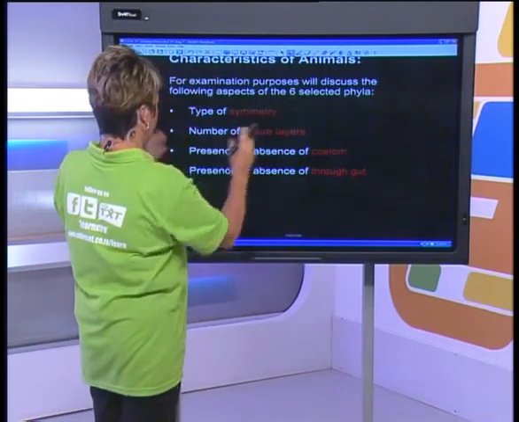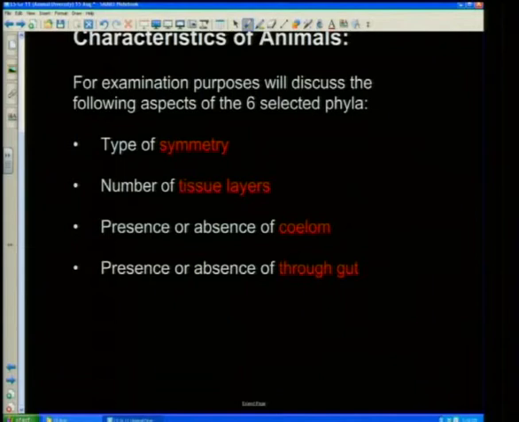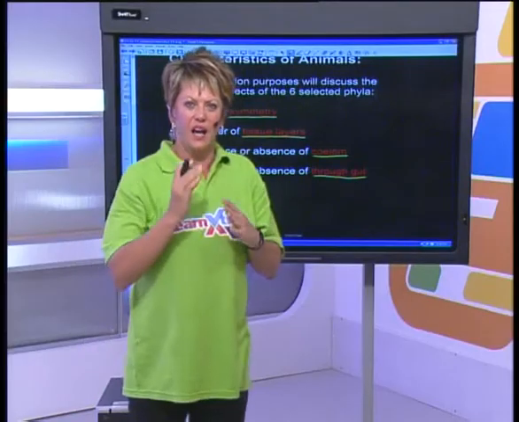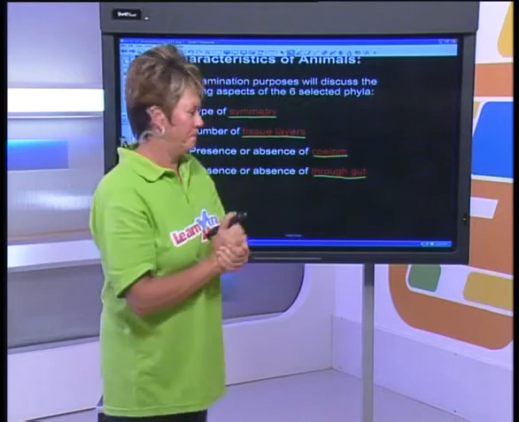And what you're going to fill in onto the table is going to be these aspects. We're going to look at each of those phyla of animals. We're going to look at the type of symmetry. We're going to look at the number of tissue layers. We're going to look at the presence or absence of a coelom. We're going to look at the presence or absence of a through gut. So those are going to be the different aspects that we're going to study under each of these phyla.